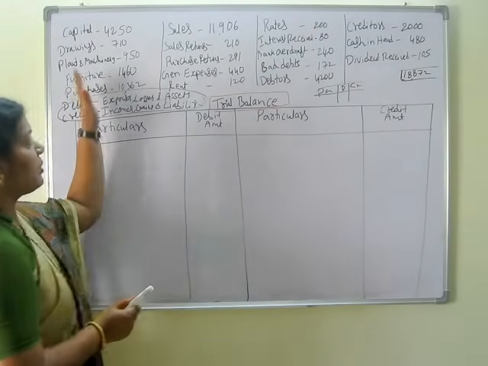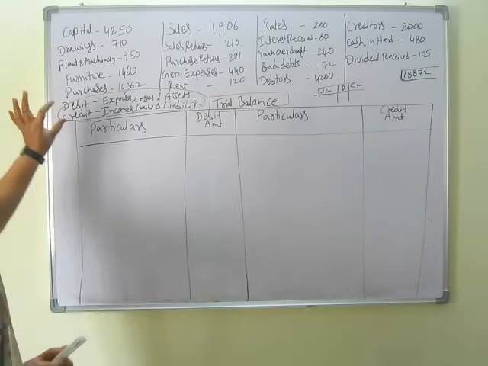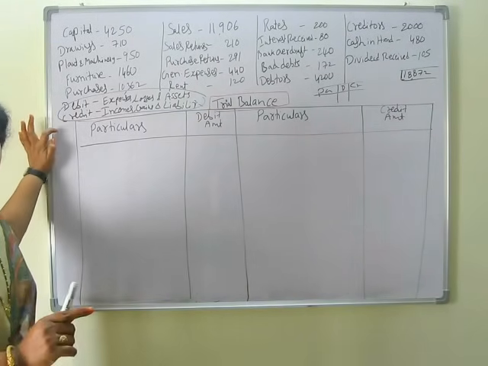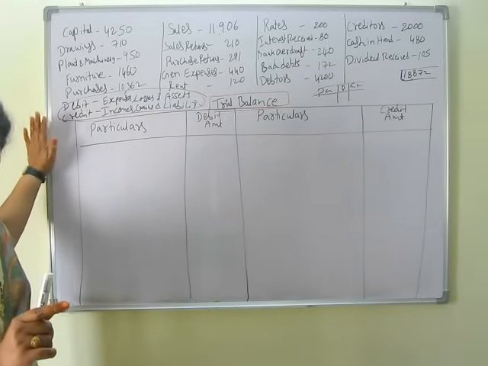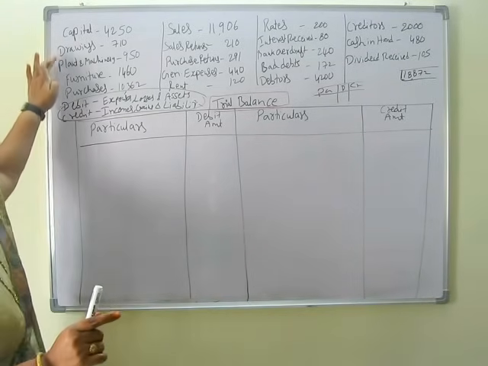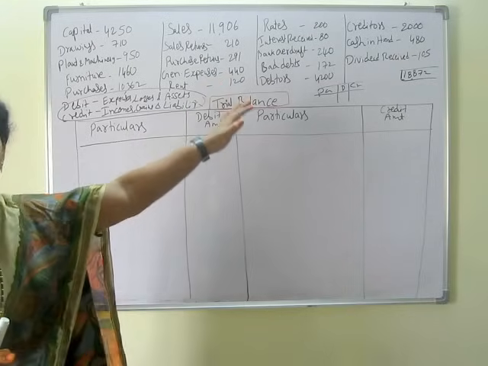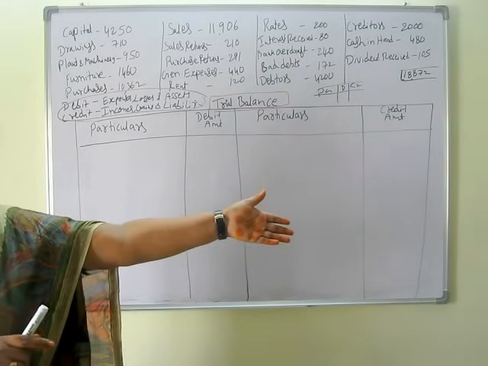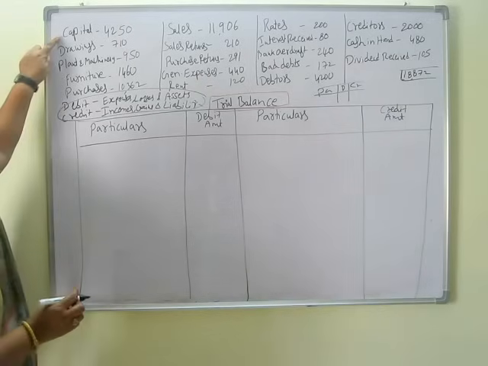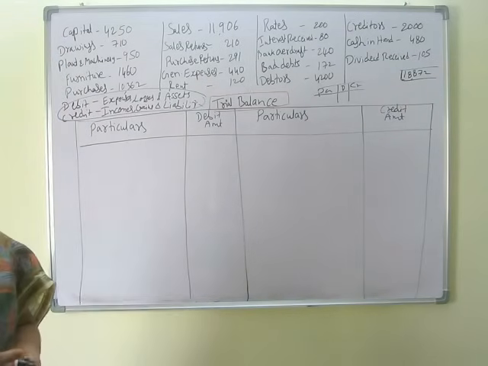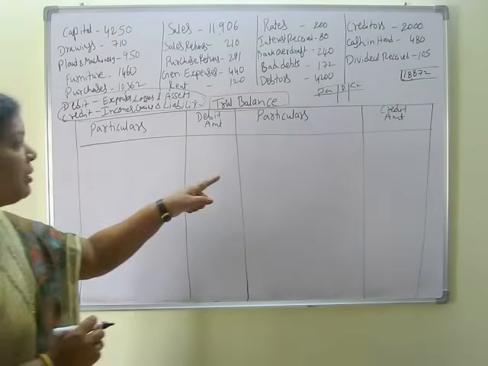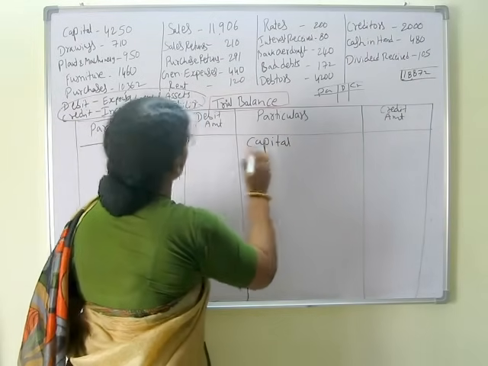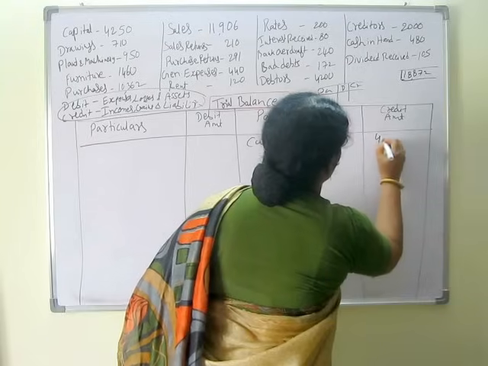Now I've taken a few transactions. Based on the principle, debit expenses, losses, assets. Credit incomes, gains and liabilities. Based on this, for each and every transaction, decide what it is, then post it either debit side or credit side. See, capital. Capital is a liability. All the liabilities will be on the credit side. So we'll write capital, credit side 4,250.